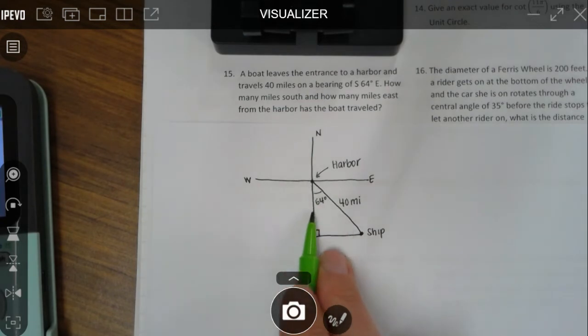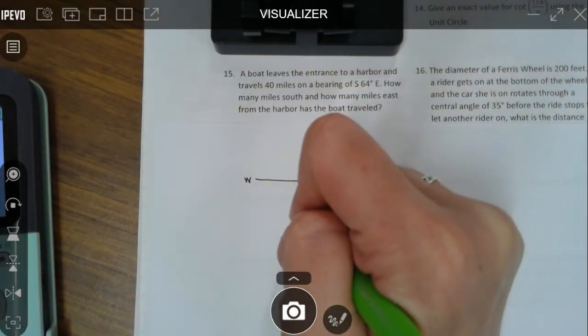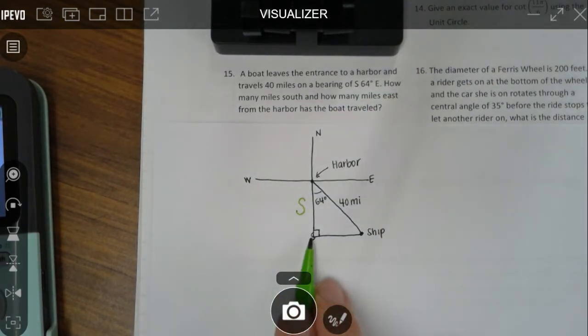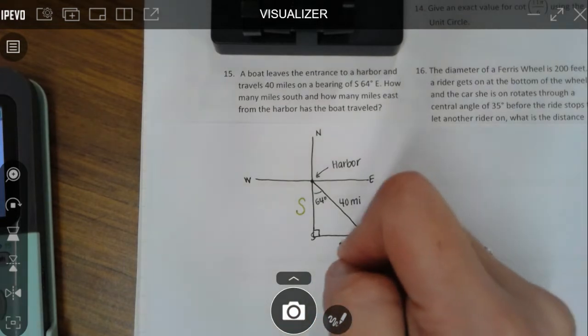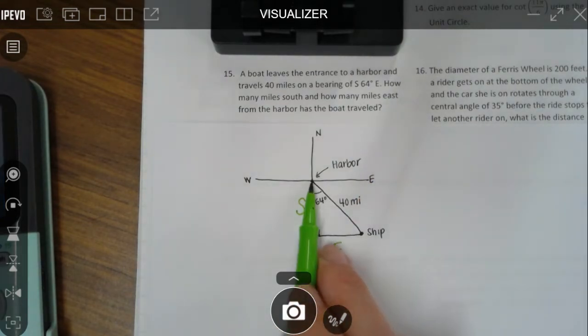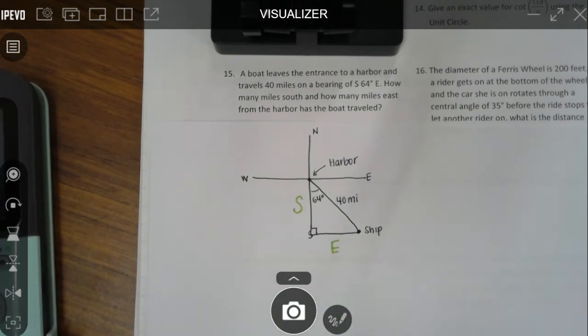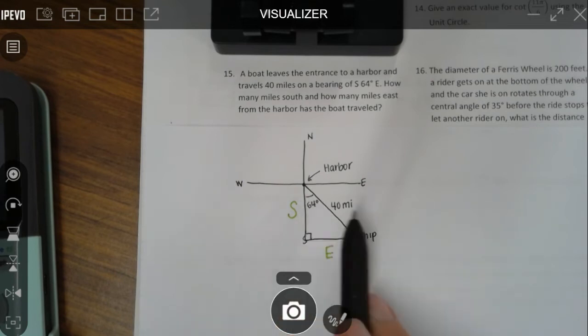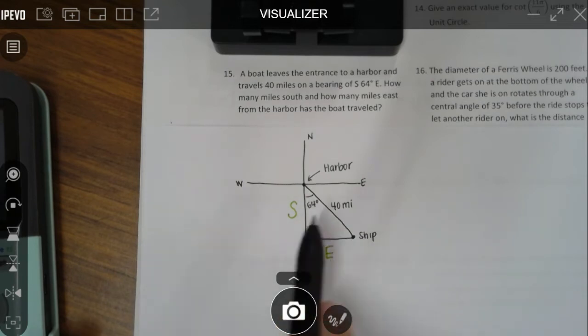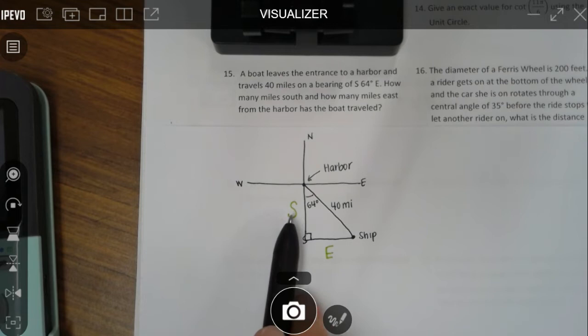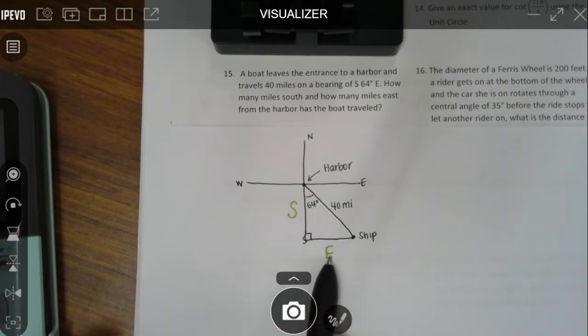So I'm going to label this side as my unknown S side. And I'm going to label this side as my unknown east side, because this is going to be the distance we're traveling south, and then this is going to be the distance we're traveling east. So if I look at my triangle, I've got an angle right here. The 40 is going to be my hypotenuse. And then I can see that my south side to the 64 degrees is going to be my adjacent side. And the east side to my 64 degrees is going to be my opposite side.